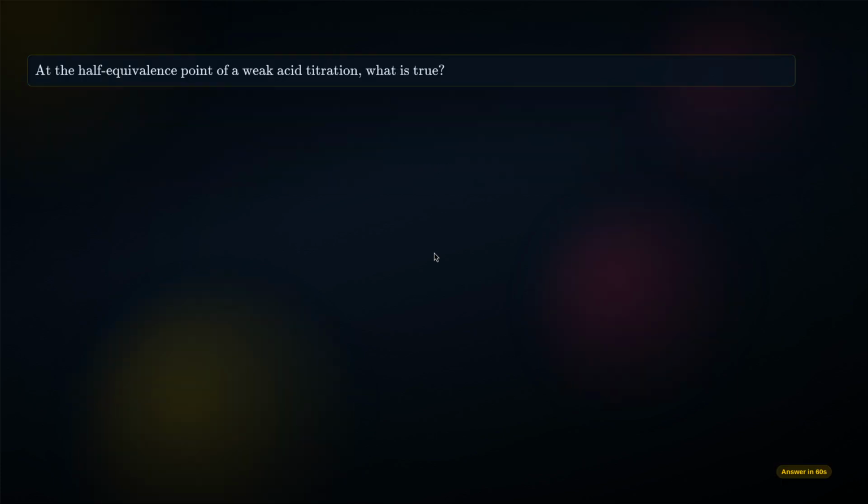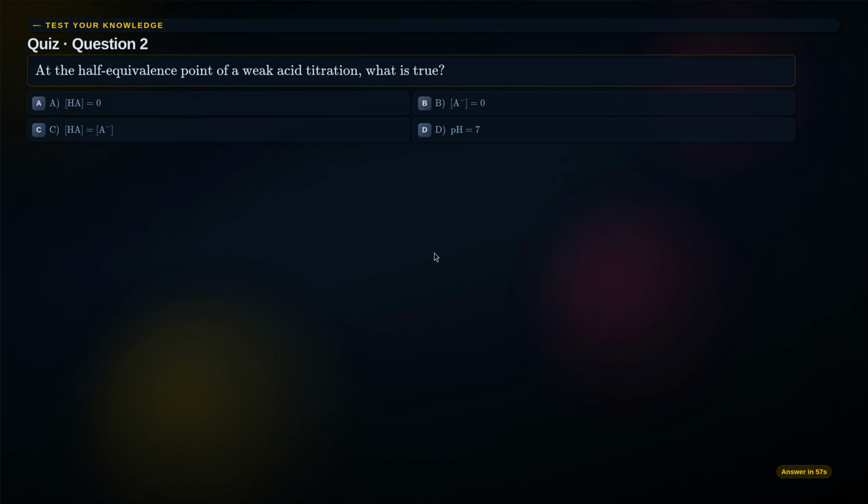Quiz question 2. At the half-equivalence point of a weak acid titration, what is true? Option A, HA concentration equals 0. Option B, A minus concentration equals 0. Option C, HA concentration equals A minus concentration. Option D, pH equals 7.